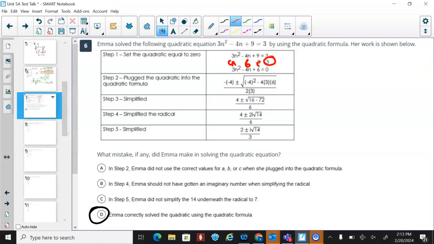Step 4, Emma should not have gotten an imaginary number when simplified. That's not true. 60 minus 72 is a negative value. And then C, in step 5, Emma did not simplify the 14 underneath the radical. That is correct. You do not touch the radical, okay, ever.